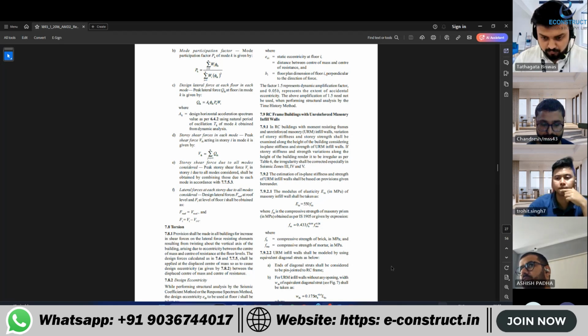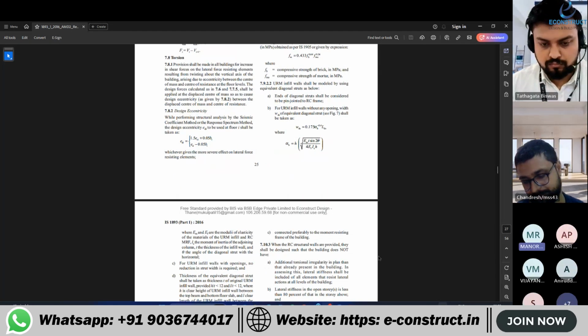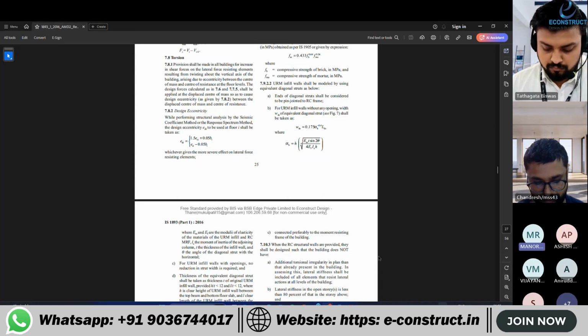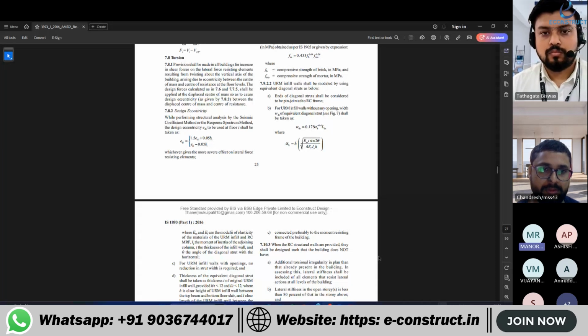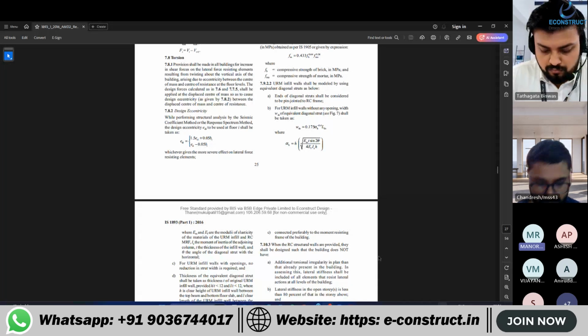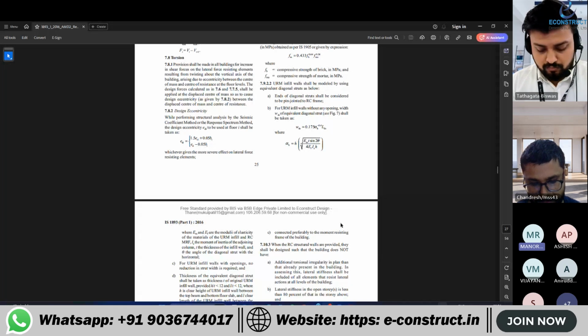the width Wds of equivalent diagonal strut, see Figure 7, shall be taken as given, where Em and Efr are the moduli of elasticity of the material of URM infill and RC MRF, Ic is the moment of inertia of the adjoining column, t is the thickness of infill wall, and theta is the angle of diagonal strut with the horizontal. For URM infill wall with opening, no reduction in strut width is required, and thickness of the equivalent diagonal strut shall be taken as thickness t of the original URM infill wall, provided h by t is less than 12 and L by t is less than 12.